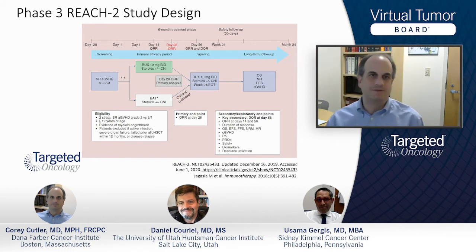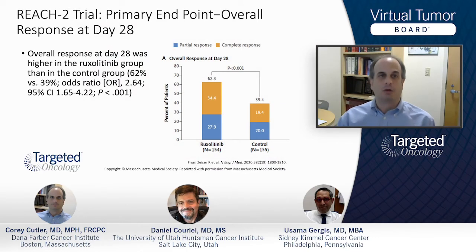The primary endpoint of this study was overall response 28 days after starting the second-line therapy. And this graphic demonstrates the significant improvement in overall response rate to slightly over 60% in the Ruxolitinib arm, compared to slightly under 40% in the control arm. And again, large sample sizes, very significant p-value, both statistically significant, but also clinically very significant, I would say, with an increase in more than 20% response rate at day 28.